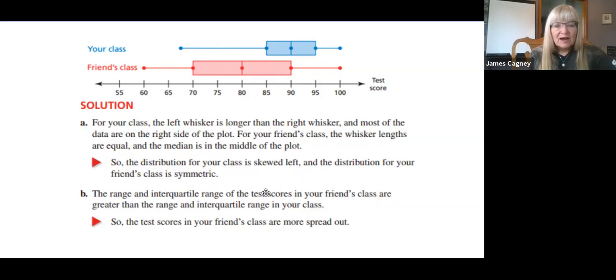The range and the IQR of the test scores for my friend's class are greater than the range and the IQR from my class. So the test scores of my friend's class are more spread out.